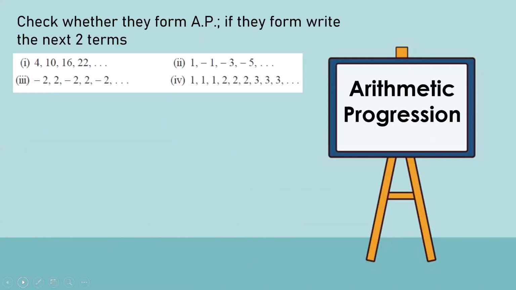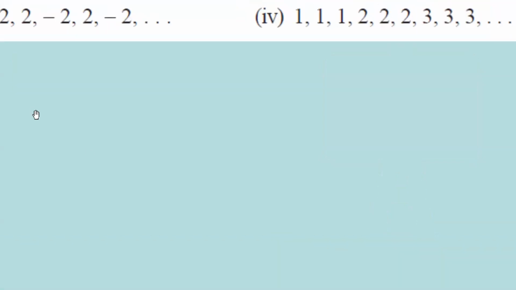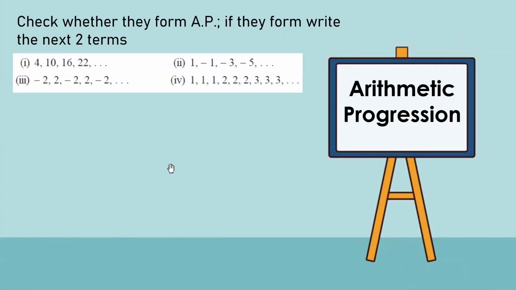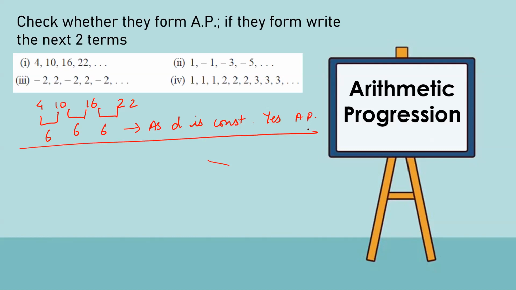Now let us do some questions based on the introductory concept. What is an AP and what forms an AP? Check whether they are AP. If they form, write the next two terms. So let's see the first one. 4, 10, 16, 22. What is the difference? 10 minus 4, 6. 16 minus 10, 6. 22 minus 16, 6. So as D is constant, yes, it is an AP. This is one form of writing it.